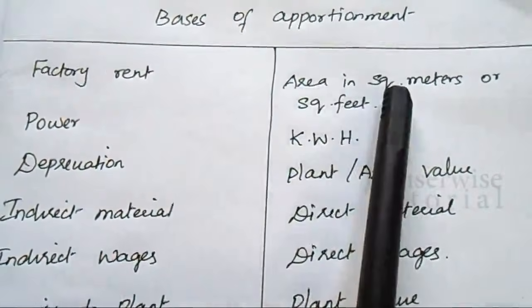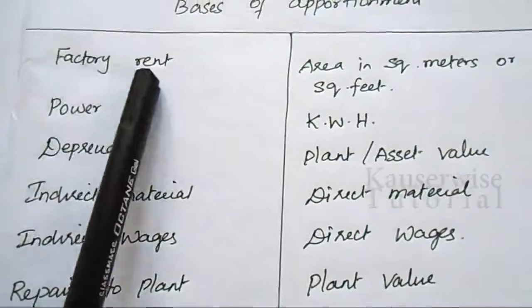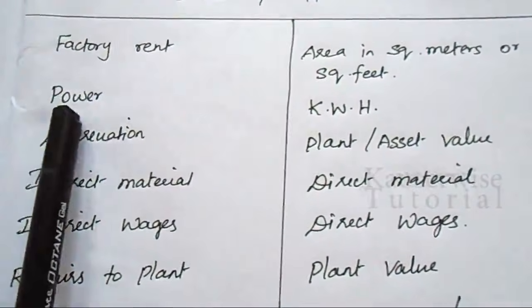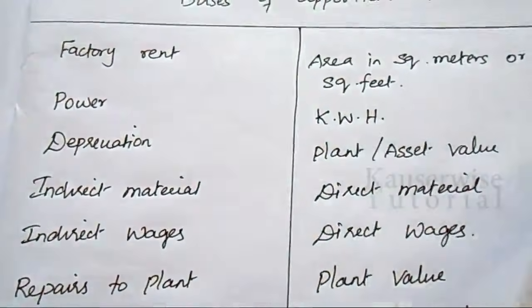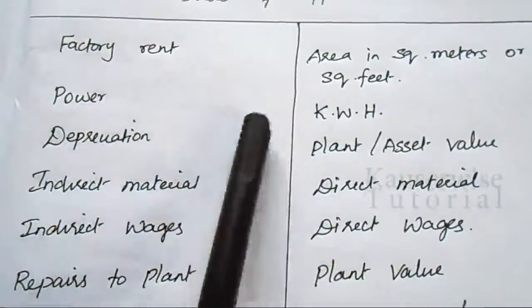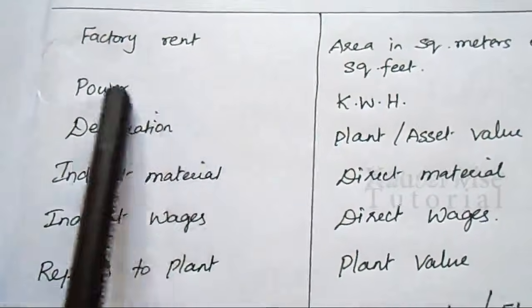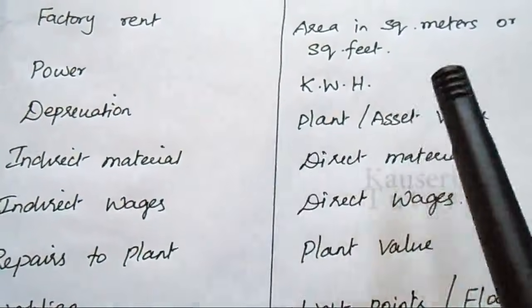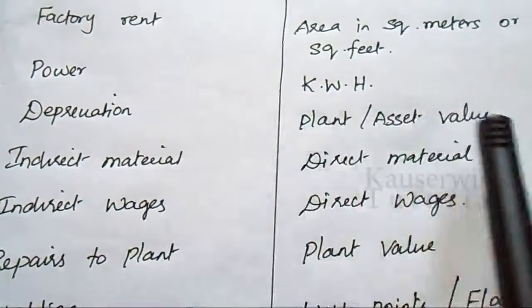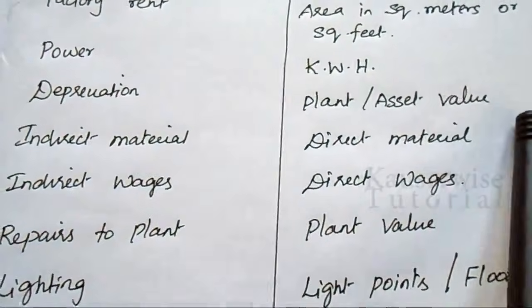So based on the area occupied by the department, you can apportion the factory rent. Power can be measured in kilowatts per hour. Based on the consumption of each department, you can apportion the expenses of power. Depreciation is usually calculated for the asset, that is the plant. Based on the value of the plant, you can allocate the depreciation to different departments.